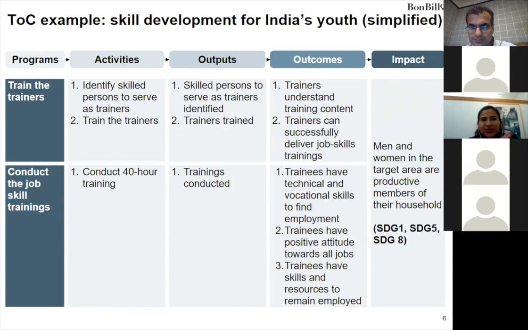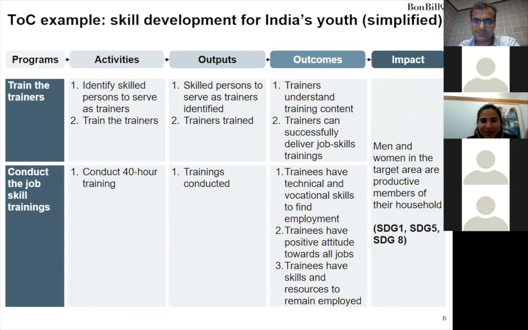The goal is to be able to create a framework and a pathway to understand what are your operations that lead to what impact, right? And then build your impact measurement system around that theory of change. So this example is super simplified. Over here, you can see my impact statement is men and women in the target area are productive members of their household. So what, that's so broad.